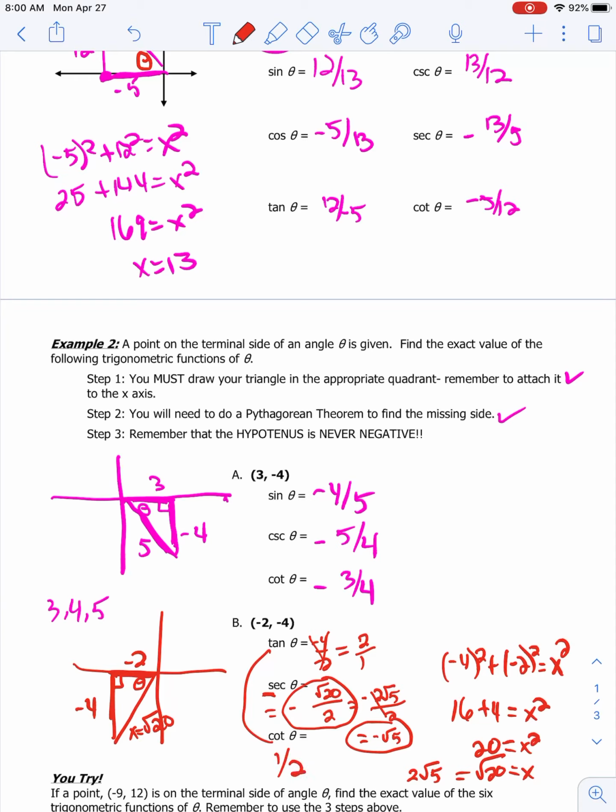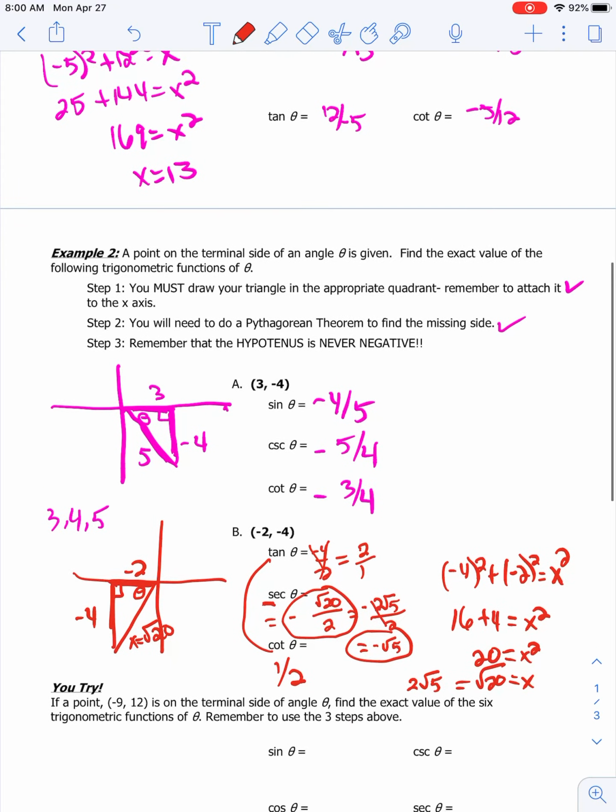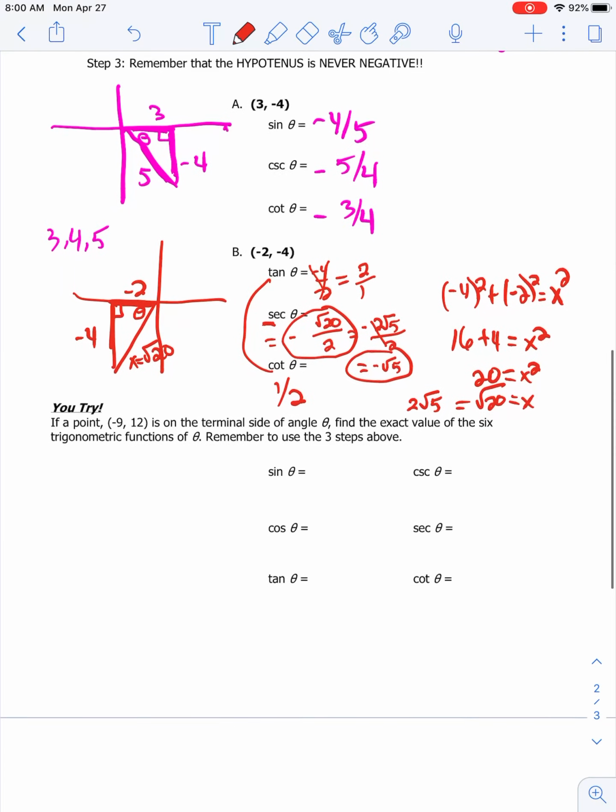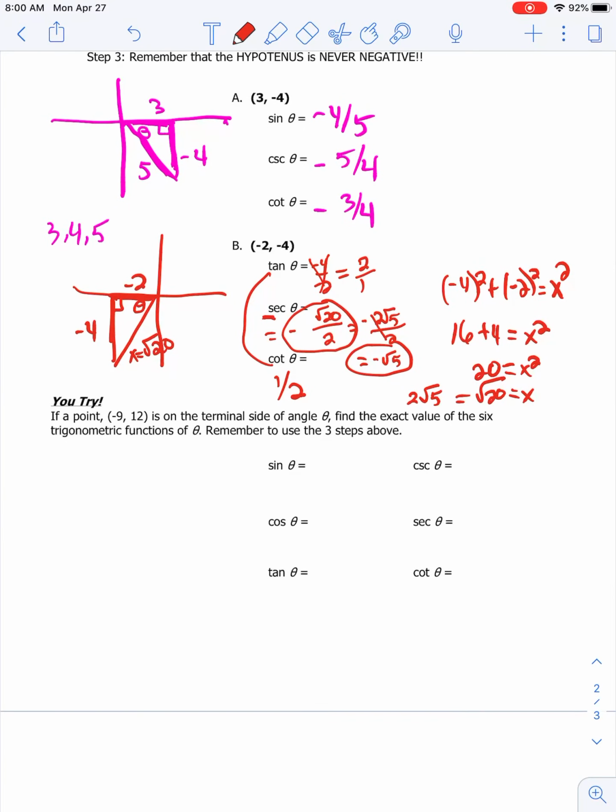Okay? So make sure that you do your Pythagorean theorem. Make sure you draw your triangle. Okay? And then here's one more. Put this on pause. Try this one by yourself. And then unpause me and see if you did it right. Okay? Alright, so hopefully you were back from being paused. Let's see how this went.